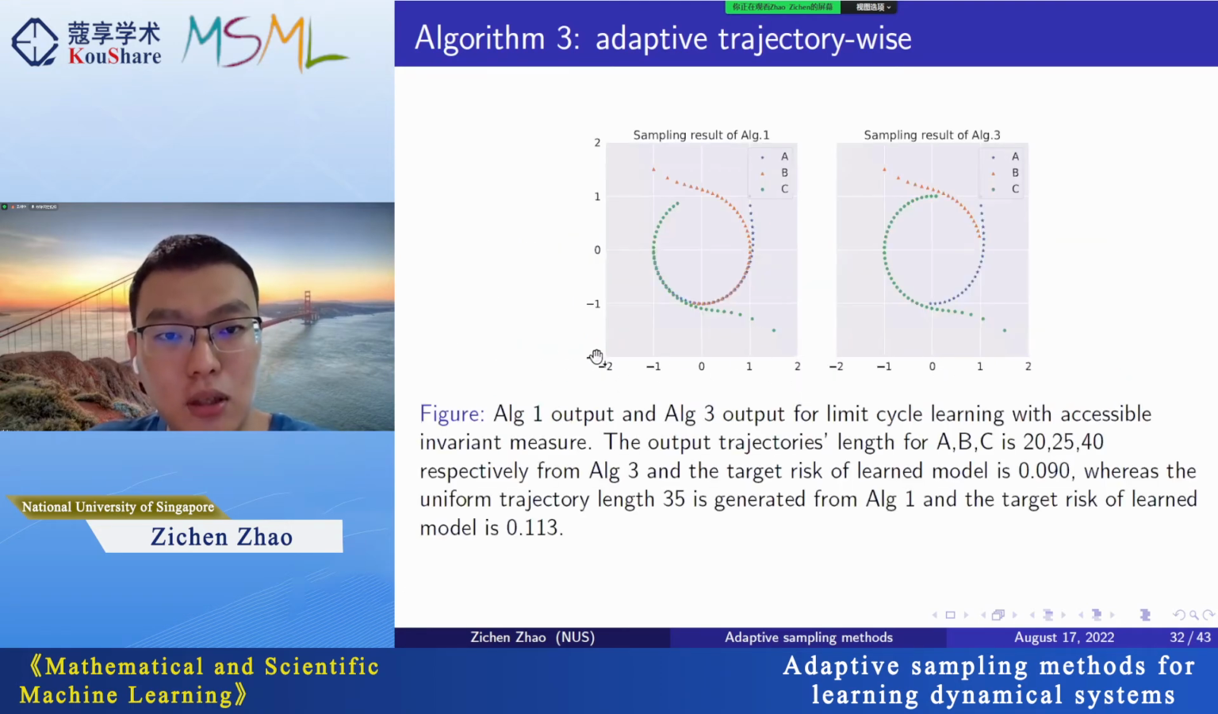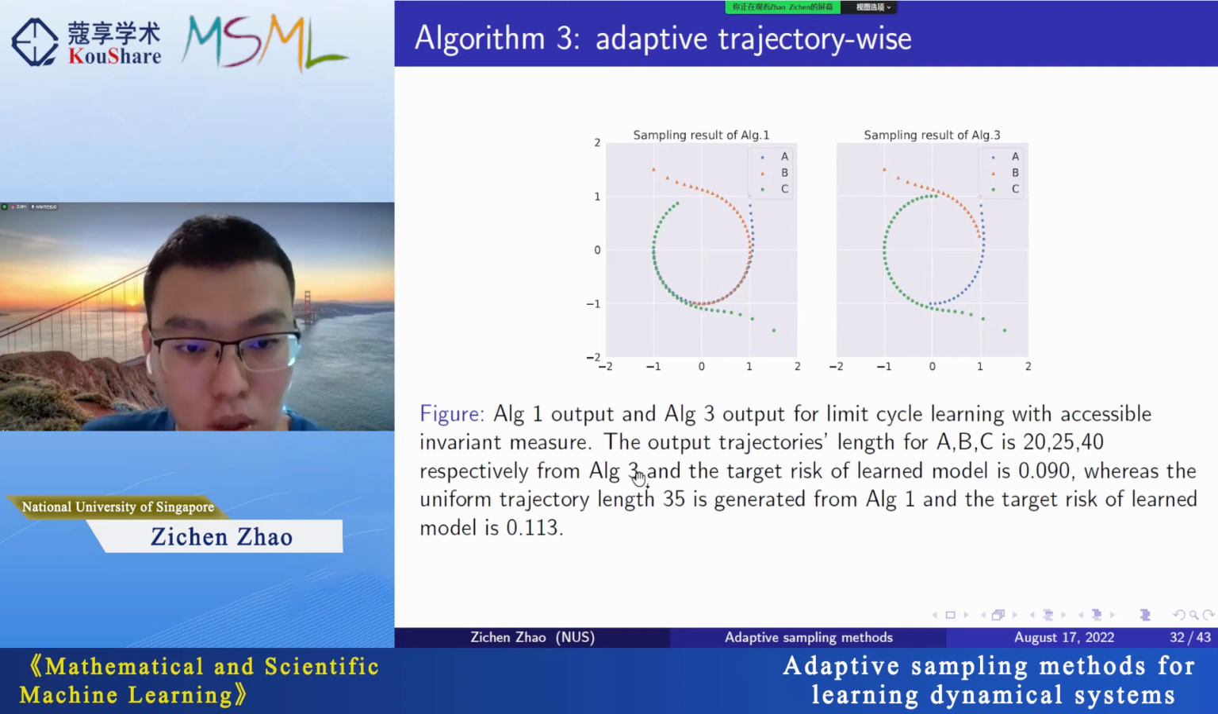So in this case, we have three different starting points, and we apply both algorithm 1 and algorithm 3. The left graph is the output of algorithm 1 with a common trajectory, right? And so you can see there are some overlappings between the original and the blue ones. And in the right figures, it's the sampling result of algorithm 3. There is no overlapping, and we can check the sampling budget.